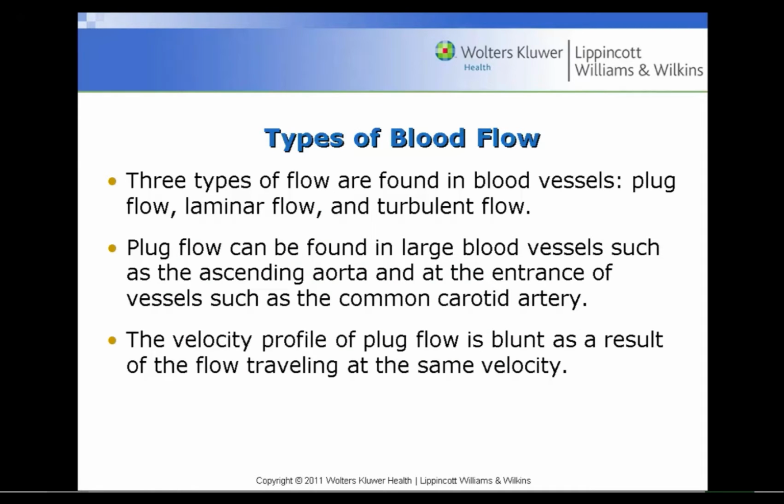We're going to talk about types of blood flow, and if you would like to follow along, it's on page 116. We'll talk about these different types of flow. So we have plug flow, laminar flow, and turbulent flow. Plug flow can be found in a large vessel such as the ascending aorta, or at the entrance of vessels such as the common carotid artery.